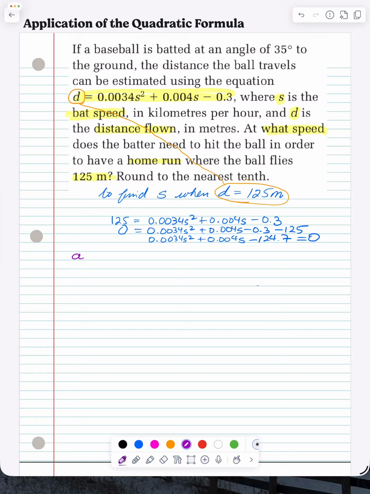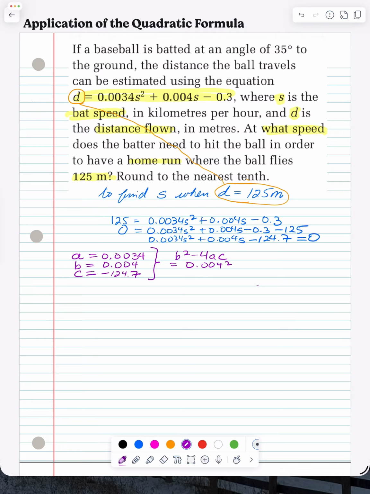We're going to use the quadratic formula. And when I use the quadratic formula, I need to know the values for A, B, and C. So the value for A in the question is 0.0034. The value for B is 0.004. And the value for C is negative 124.7. My own personal preference is I like doing this b squared minus 4ac right off the get-go once this is here.